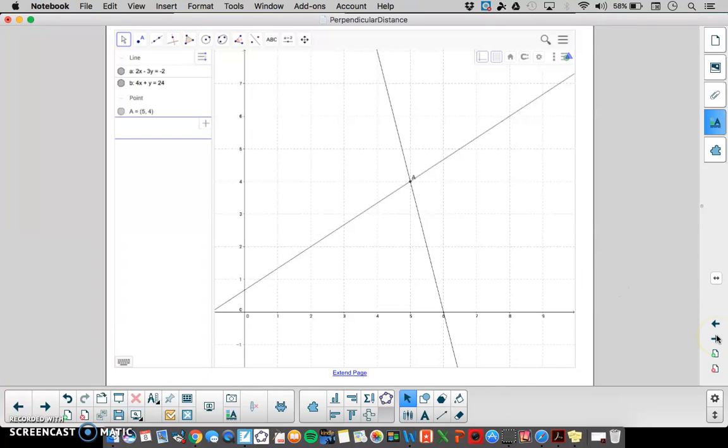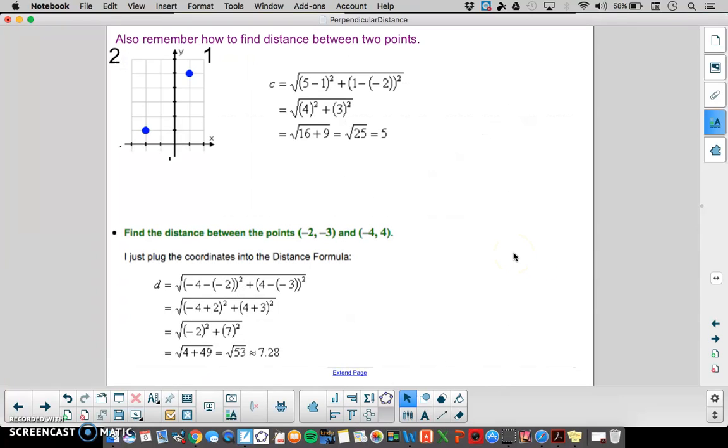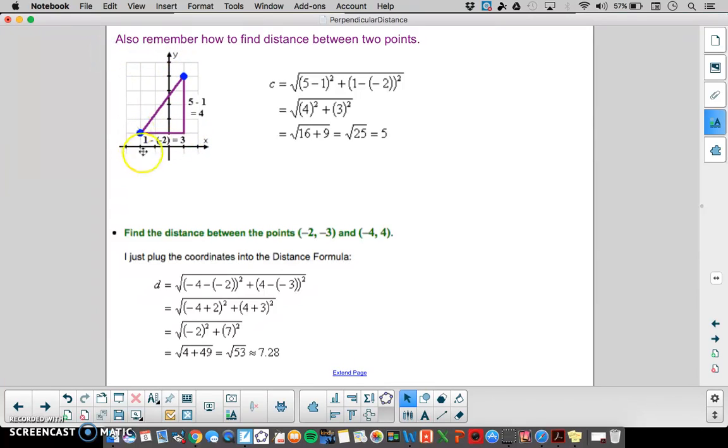So now we're going to talk about distance between points on the coordinate plane. Remember how to do that. So when we have 2 points here, we then draw that triangle on the graph, and then we get those distances vertically and horizontally, and then we can do the Pythagorean theorem. So we have 3 squared plus 4 squared equals c squared, and then we solve that.